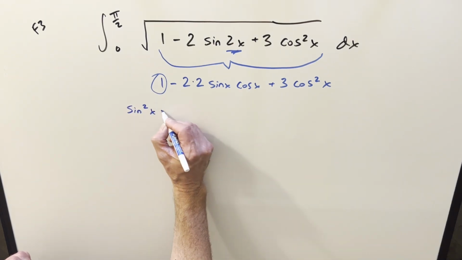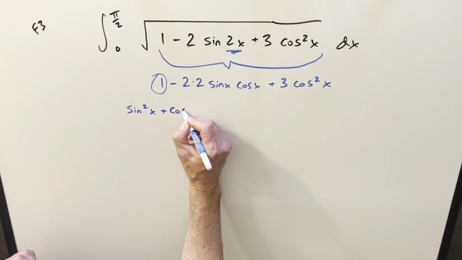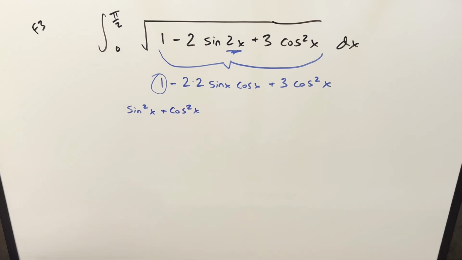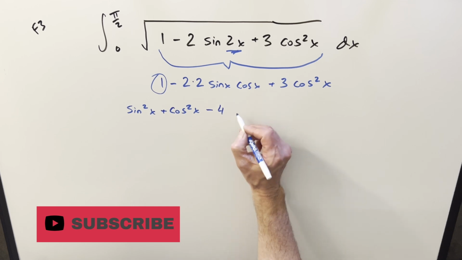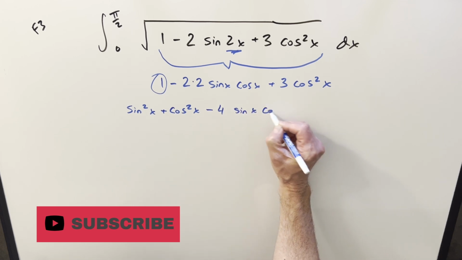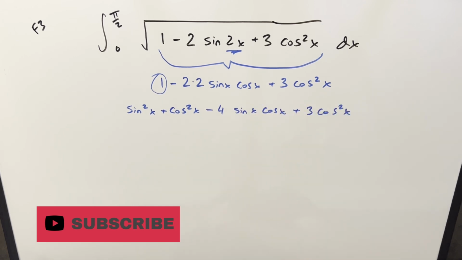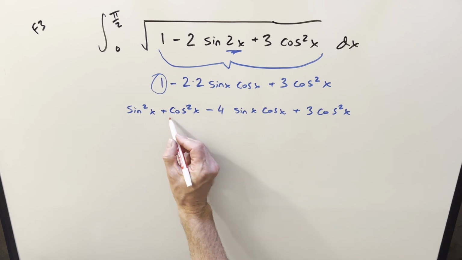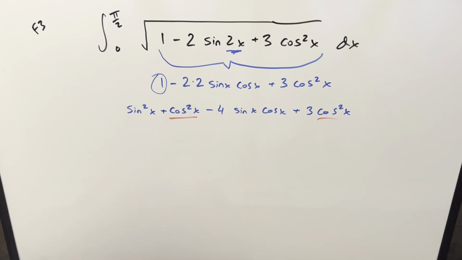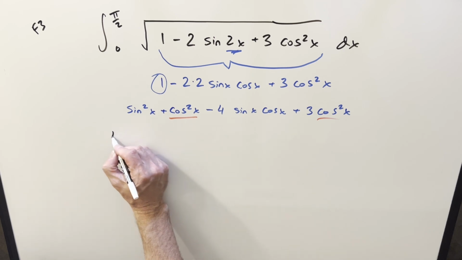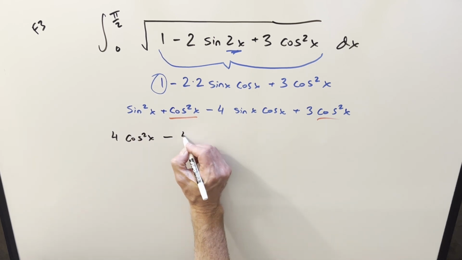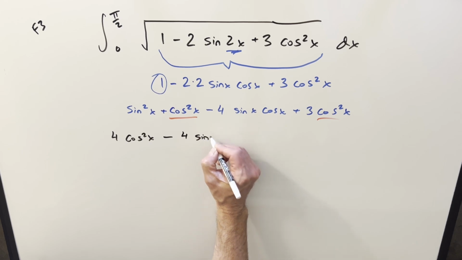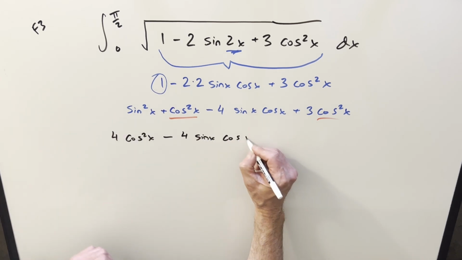So for 1, I can write it as sine squared x plus cosine squared x. Then cleaning this up, this here is going to be a 4, right? So we have minus 4 sine x cos x. Now let me reorder this and combine like terms. We have cosine in common here, so putting those together, we'll do it as 4 cosine squared x. Then these are going to be our middle terms, minus 4 sine x cos x, and we'll put the sine squared on the end.